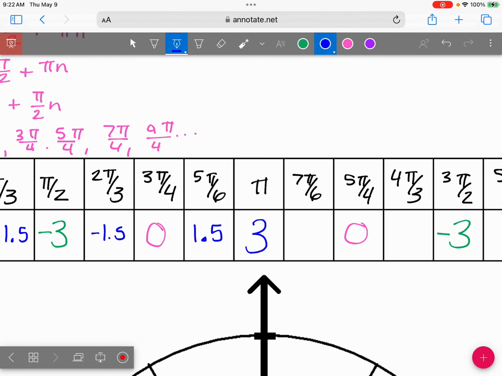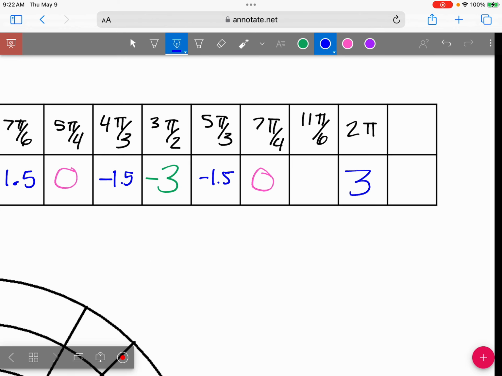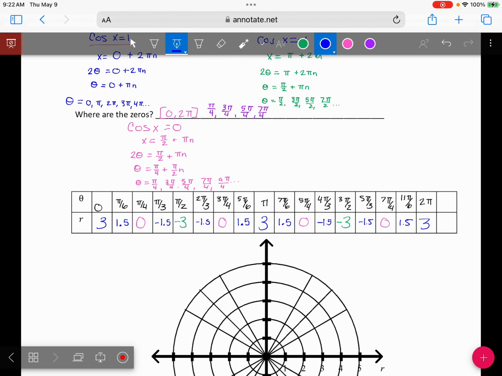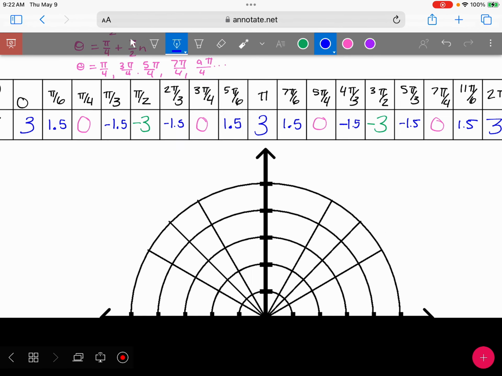When we do our 7 pi over 6, we get a positive 1.5. 4 pi over 3, we get a negative 1.5. 5 pi over 3 is another negative 1.5. And our 11 pi over 6 is a positive 1.5. Trying to zoom this in. There we go. So we can see everything.